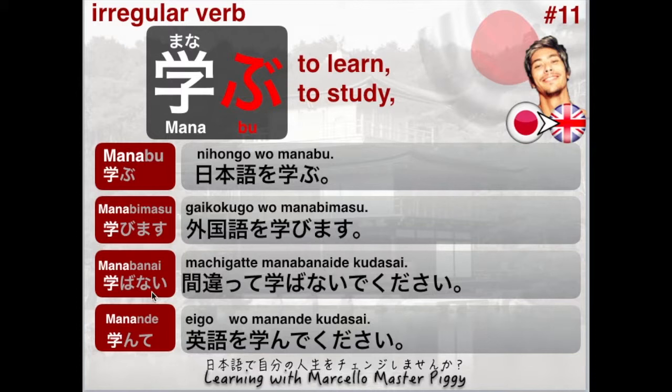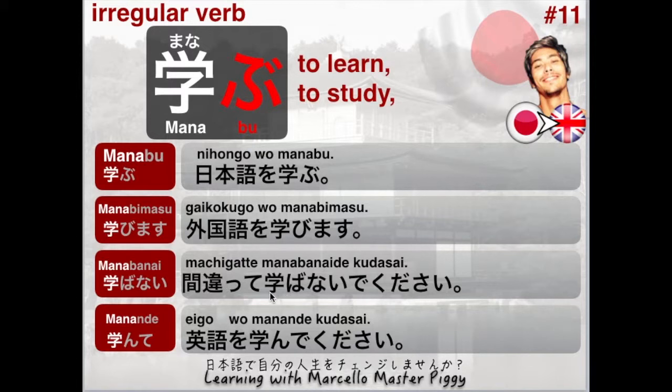The nai-kei is 学ばない. So ば bi bu be bo, we need the ば. For example, 間違って学ばないでください。間違う means to make something wrong, or in this case, to learn something wrong, not in the right way. 間違い is the wrong way, incorrect. So basically it's saying don't learn something wrong.